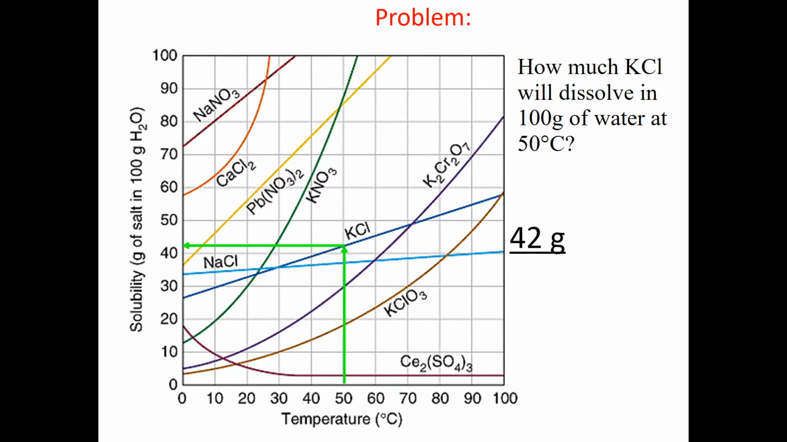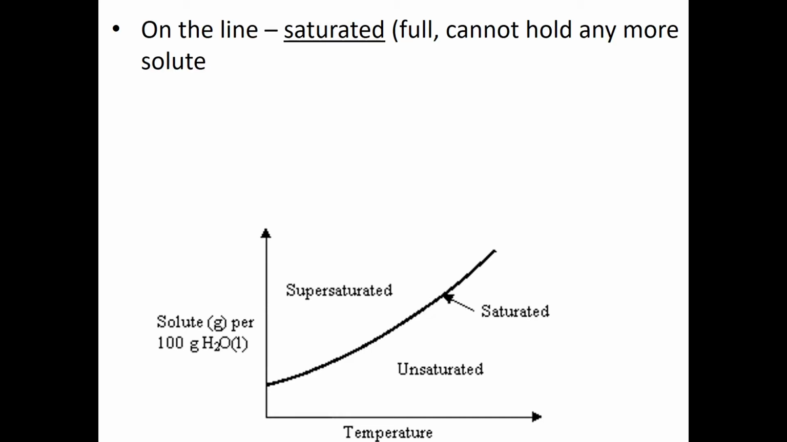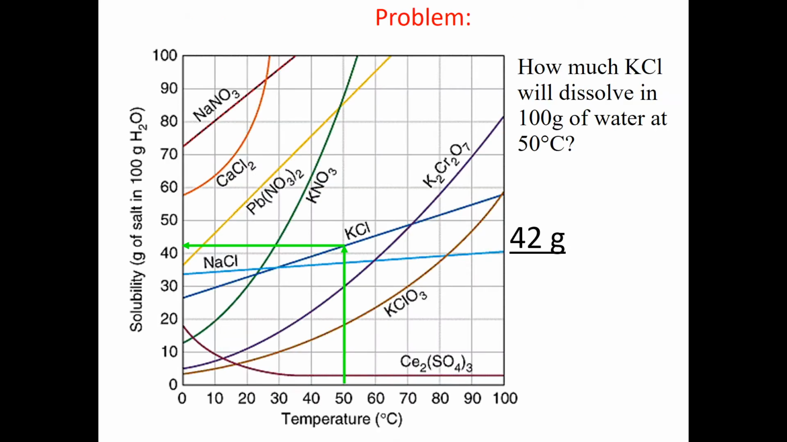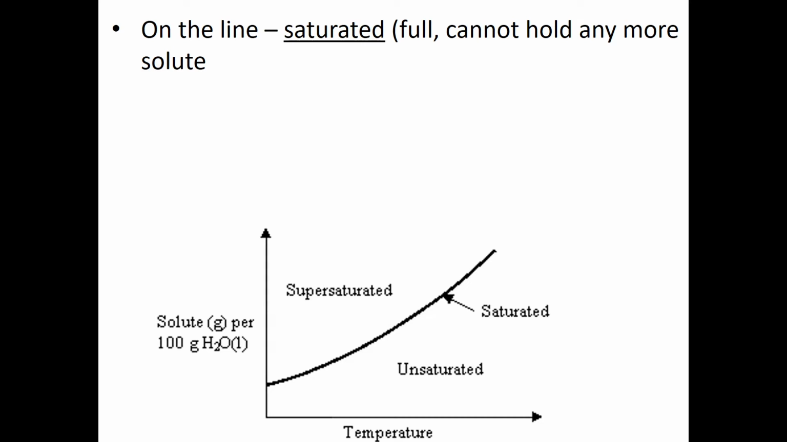So, for example, for potassium chloride, you can put 42 grams. Only 42 grams of potassium chloride would dissolve in 100 grams of water at 50 degrees Celsius. We have some terms that relate to whether or not it's saturated. So we say that if it's on the line, meaning if you put exactly 42 grams into it, it's saturated. It can no longer dissolve any more.